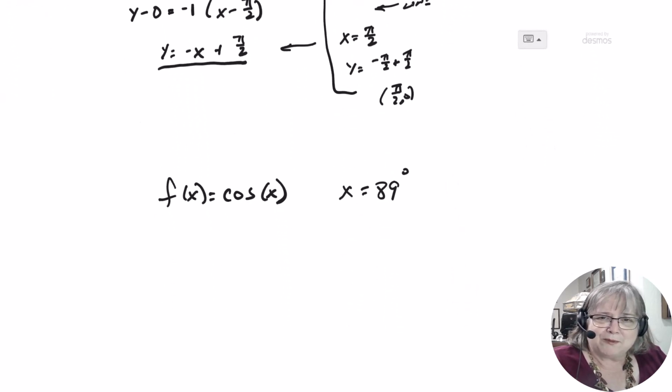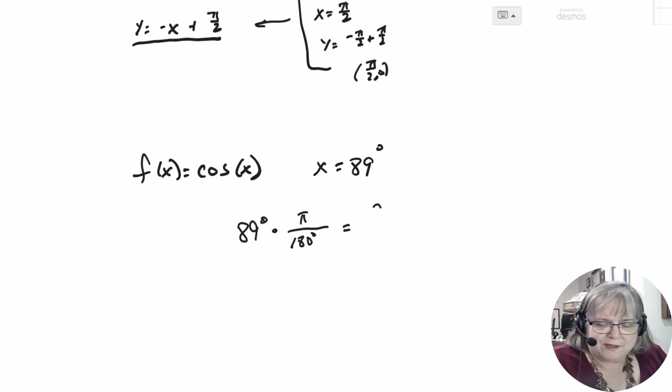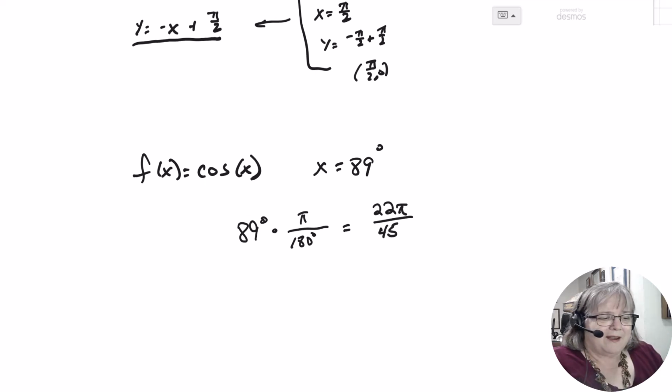So if you set it up in terms of radians, it has to be reused in terms of radians. Do you remember how to convert? If you have 89 degrees, remember that there are pi radians in 180 degrees, 2 pi radians in 360. So if I'm trying to get rid of the degrees, I put the degrees on the bottom and the radians on the top. The degrees are going to cancel out. And when I reduce it, it becomes 22 pi over 45, which is not a number that I actually feel terribly comfortable with. I was happy with the 89 degrees.